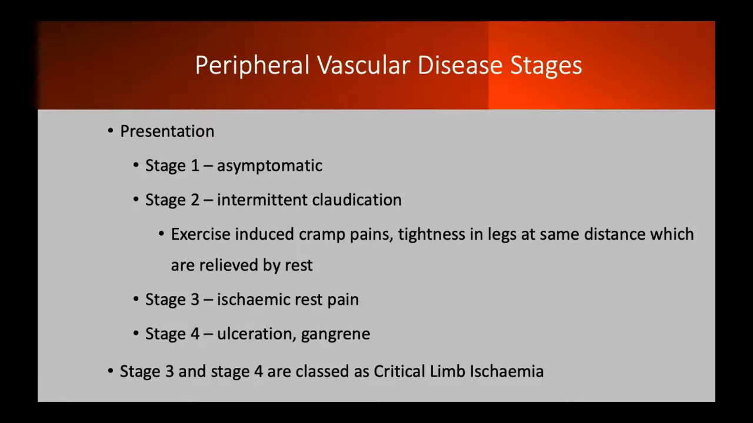In stage 3, so anything past stage 2 is chronic limb ischemia. And stage 3 is defined as ischemic rest pain. And finally, stage 4 is where you get ulceration or gangrene that appears in the limb. If you hit stages 3 and 4, that's classed as critical limb ischemia.